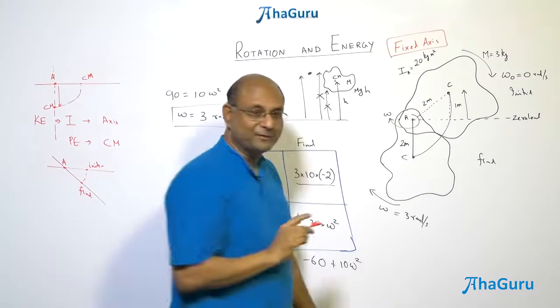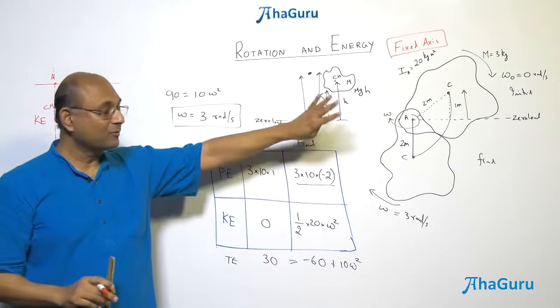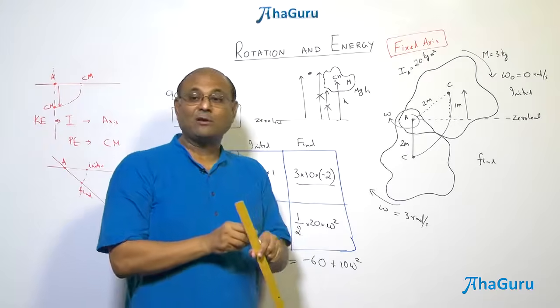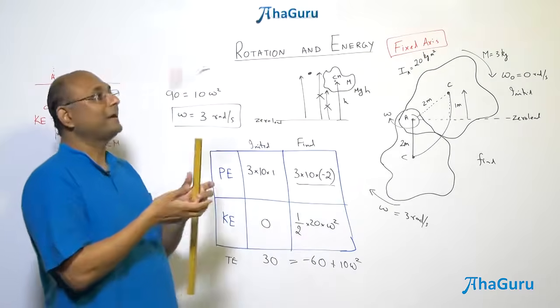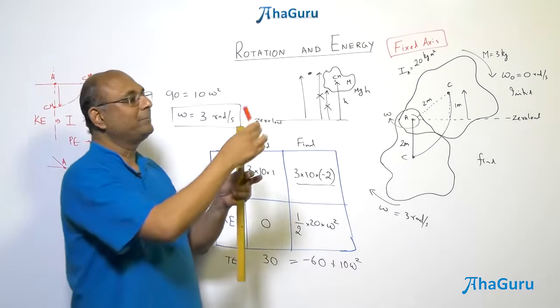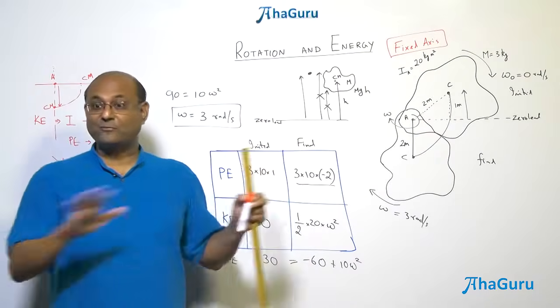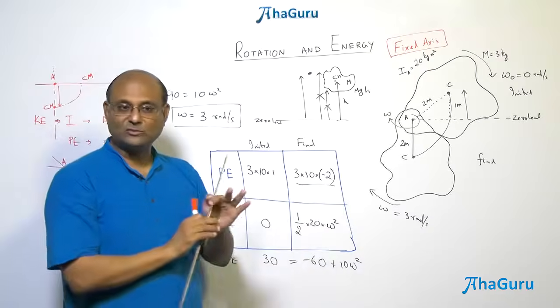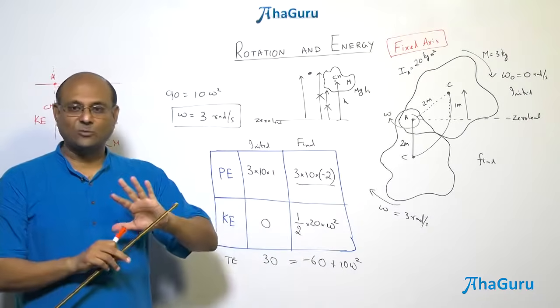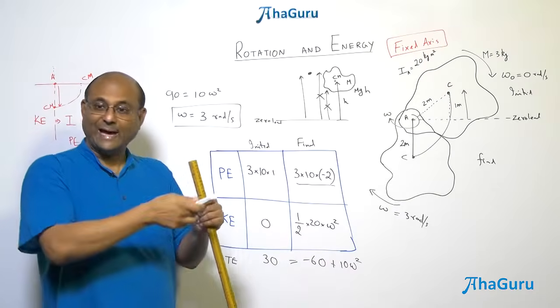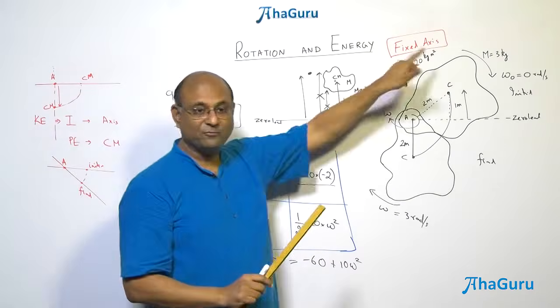There are lots of problems with fixed axis, but this is valid only for fixed axis. So you have to be very clear. For example, what is it not valid for? Well, if I took this marker pen and I threw it, then this guy is going up and coming back down, and you can think of the axis there. So it's not fixed axis. This formula is not true. Kinetic energy half I omega square is not true for this question because the axis is moving. So it's only true for fixed axis.